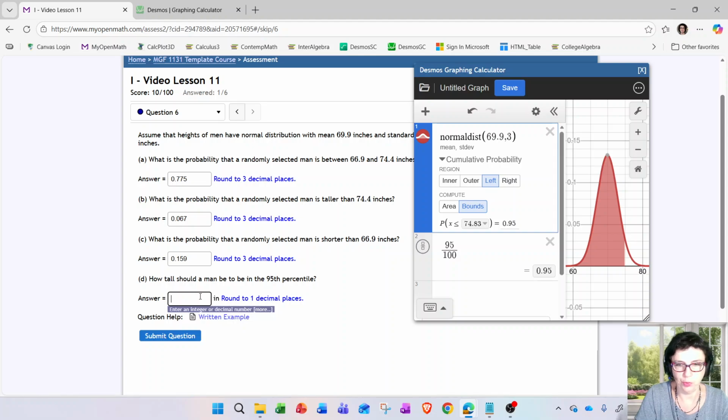It does say round to one decimal place, so I'll just say 74.8 because the next number is the 3, which means that it's going to keep the same 8 in there. You don't have to increase it by 1. All right, let's just submit and see.